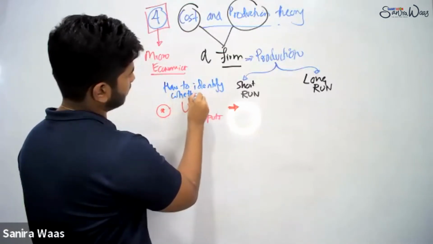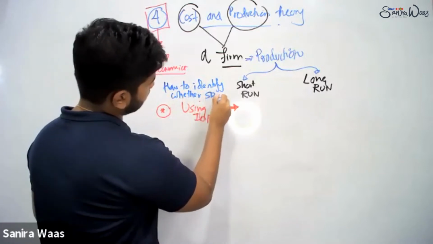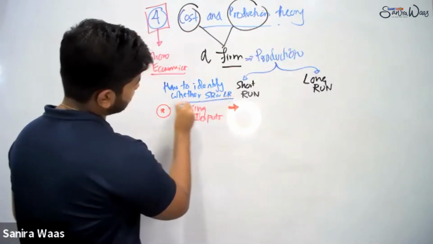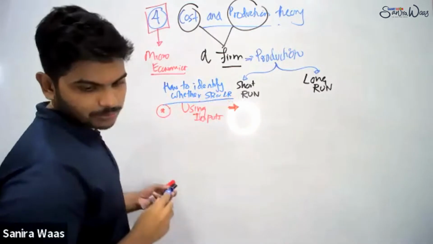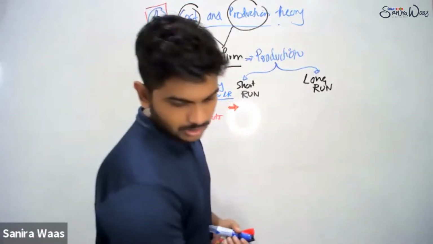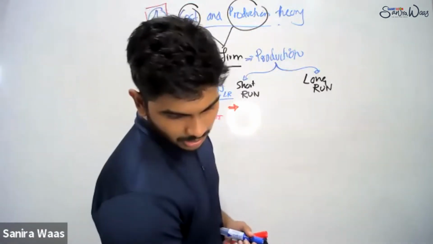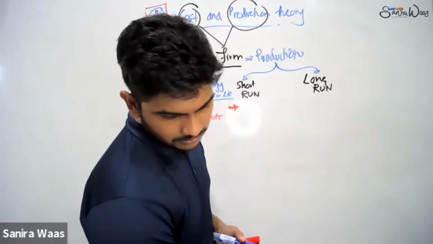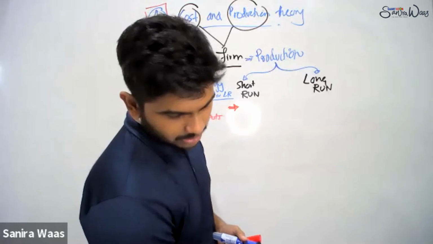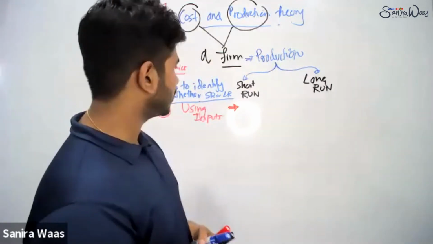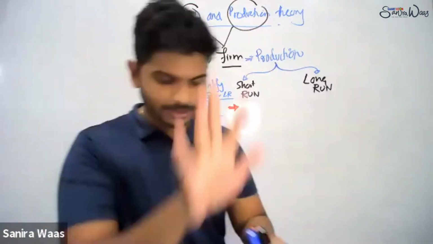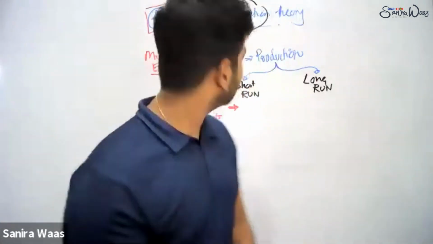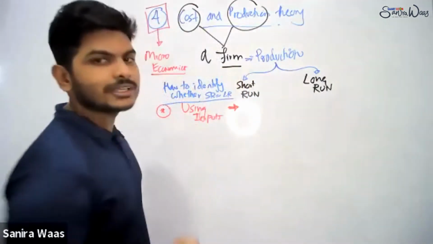How to identify whether short run or long run? First one is using inputs. Right. Okay. Fixed factors and scale of the business. Technology, scale of the business, technology. What is the base? Okay, we can, based on inputs, we can make it.